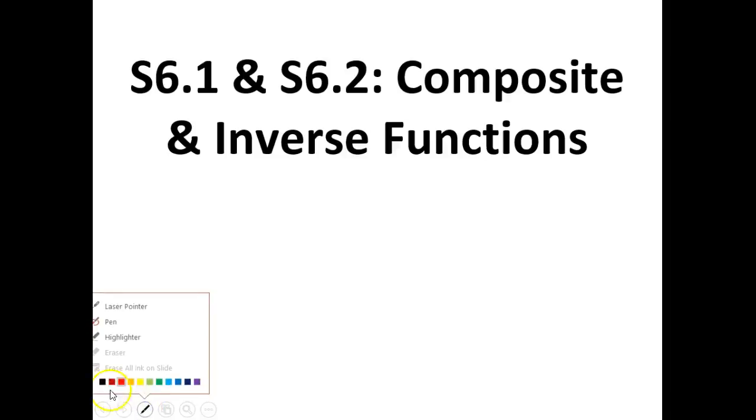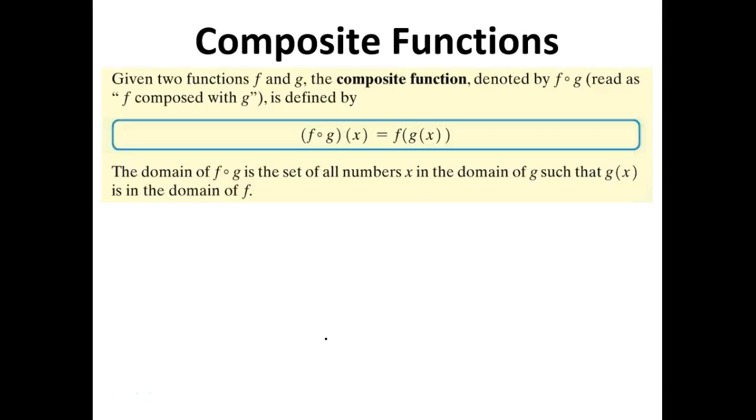Section 6.1 and 6.2, composite and inverse functions. What this means is, given two functions f and g, the composite function denoted by f composed with g, or that's how we would read it anyway, f composed with g, that's what that little circle there means. It means composed, and is defined by f composed with g of x is f of g of x.